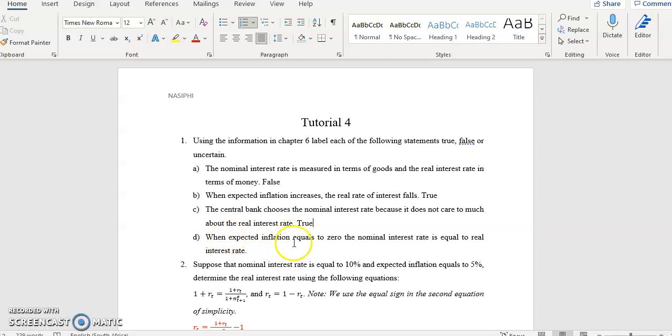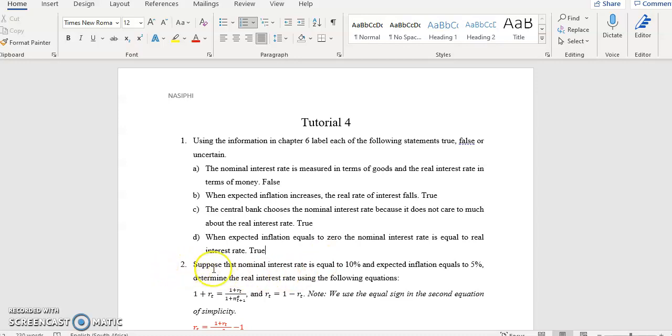D. When expected inflation equals 0, the nominal interest rate is equal to the real interest rate. This statement is true because the equation of the real interest rate is: the real interest rate equals the nominal interest rate minus the expected inflation. So in the case of expected inflation being 0, you have the nominal interest rate being equal to the real interest rate.